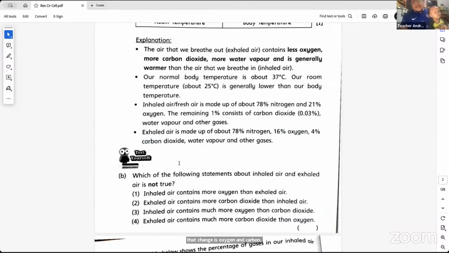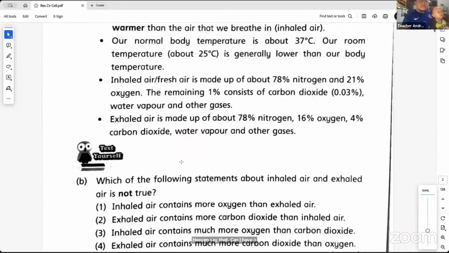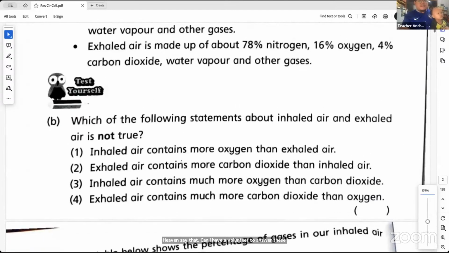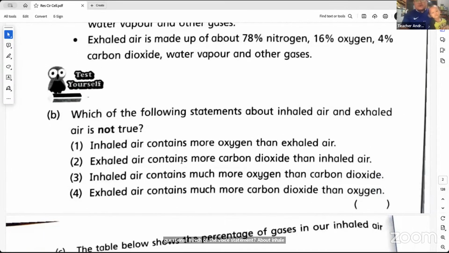Having said that, can I have a volunteer to answer these questions? Which of the following statements about inhaled and exhaled air is not true? Is it number one, the inhaled air contains more oxygen than exhaled air? Or number two, exhaled air contains more carbon dioxide than inhaled air? Or number three, inhaled air contains more oxygen than carbon dioxide? Or is it number four, exhaled air contains much more carbon dioxide than oxygen? Can I have a volunteer, please?